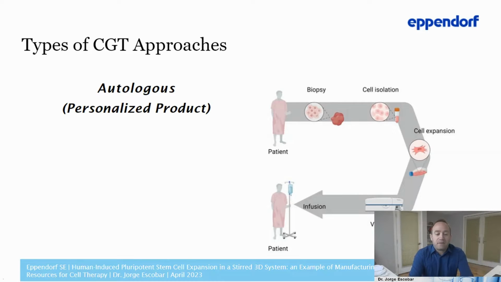So there are different types of cell and gene therapy approaches, and autologous is one of them. And I have to say that this is really an example of a personalized medicine. So cells are extracted from the patient and infused again into the same patient after a laborious procedure of cell isolation, expansion, and validation.